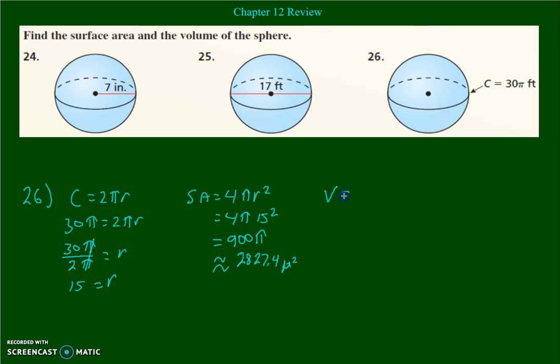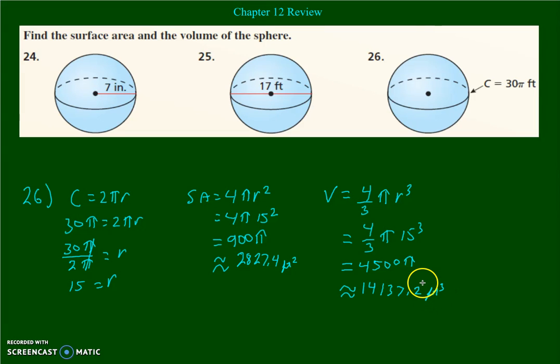Volume is 4/3 pi r cubed, which is 4/3 pi 15 cubed, and that gives us 4500 pi, which is approximately equal to 14137.2 cubic feet.